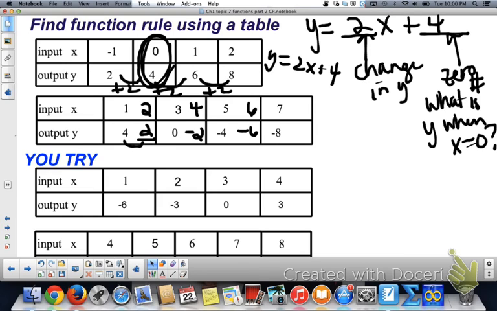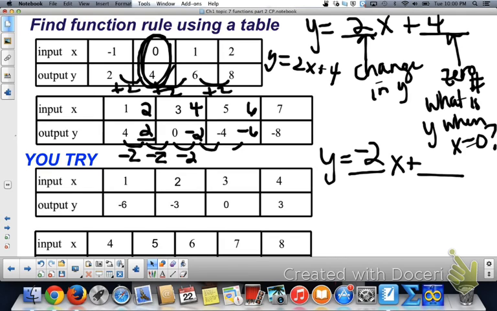Now I can figure out, okay, what is happening each time? What is my change? Well, from 4 to 2, I go down 2. From 2 to 0, I go down 2, so that's a negative 2. 0 to negative 2, again down 2. So when I look at my change, okay, that's a negative 2.